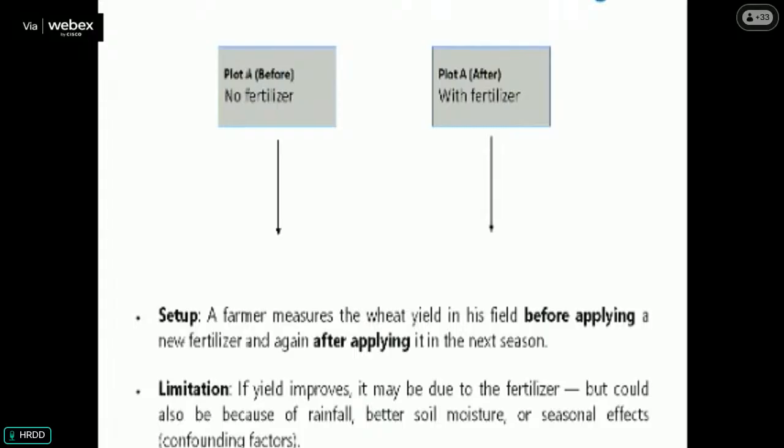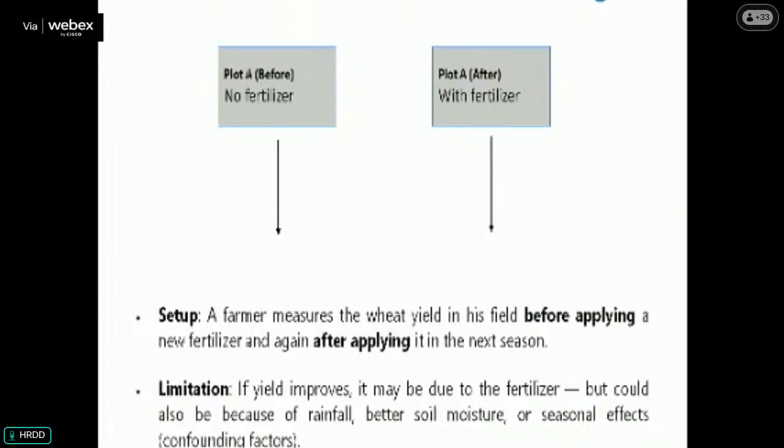Before and after without control design. There is a plot where we are cultivating something, known as plot A. The setup is that a farmer measures the wheat yield in his field before applying a new fertilizer, and again after applying it in the next season. In one season, say 2024, the farmer, who owns or has rented that plot, grows a crop and finds the yield. The next year he introduces a fertilizer and again measures the yield.